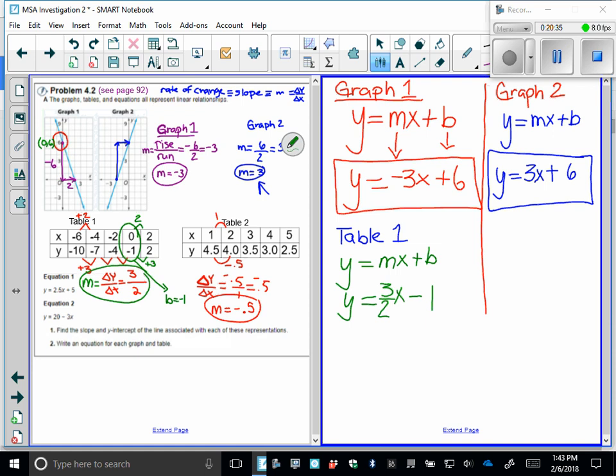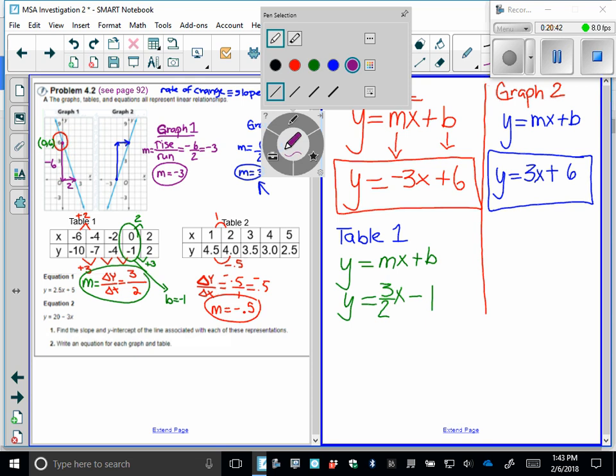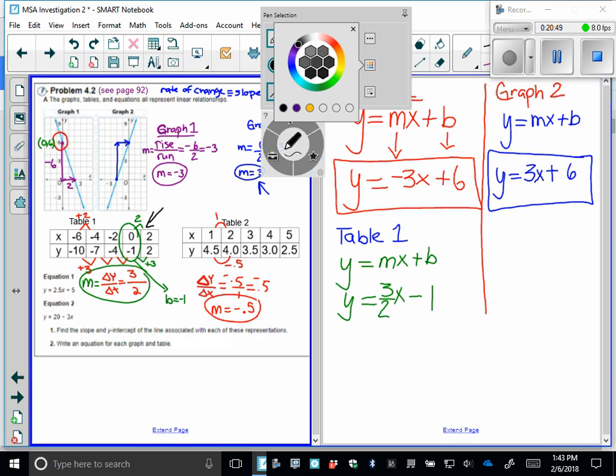You guys get that? So. Wait, let's just see. I have to do everything plus the equation. Okay, let's just try it. Try one more equation. The -1 came from right here, the y-intercept.